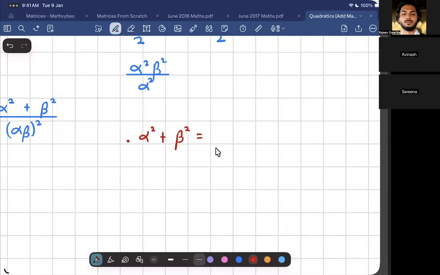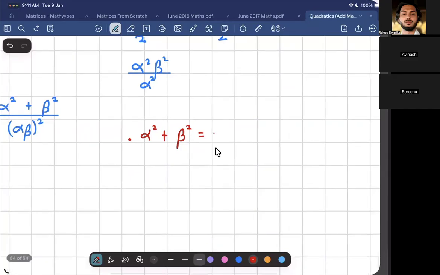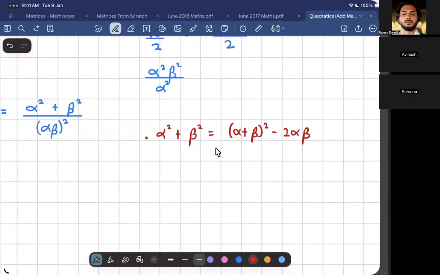Okay, hang on. Let Serena help you here. Serena, what is alpha squared plus beta squared? It's brackets alpha plus beta squared minus 2 alpha beta. Write it down in the book now. Don't forget that. Anytime you see alpha squared plus beta squared, that's what it actually is. It's actually alpha plus beta squared minus 2 alpha beta.